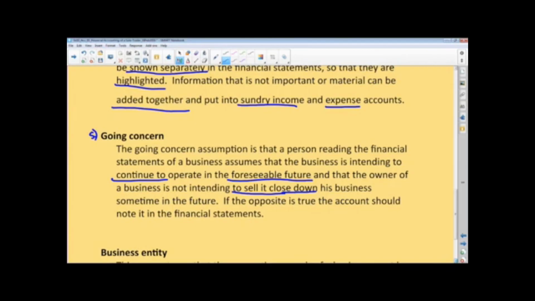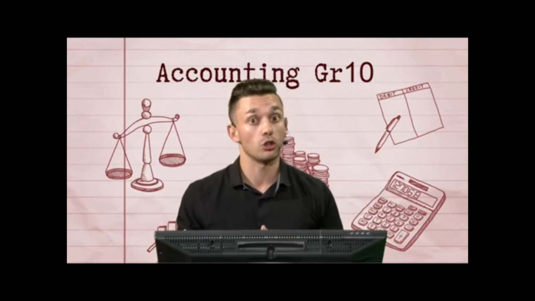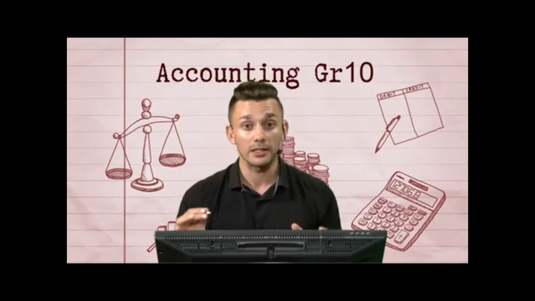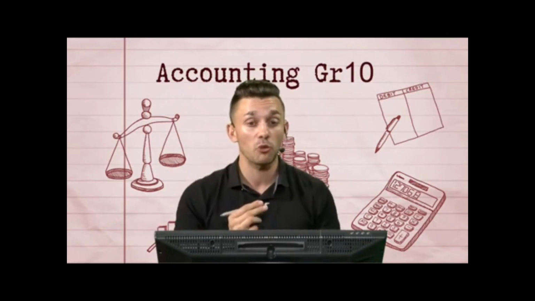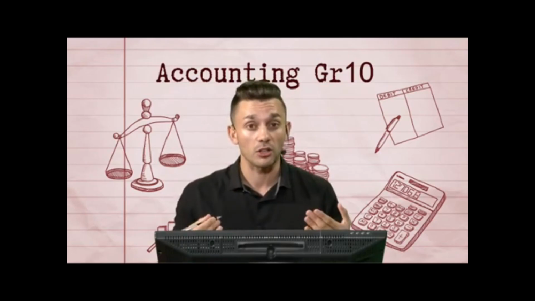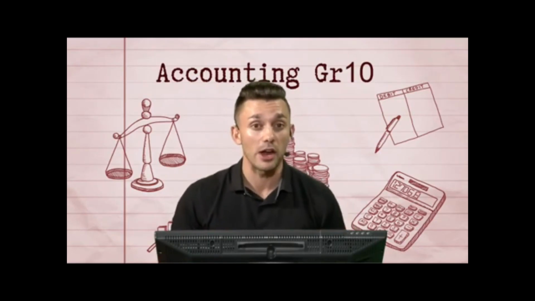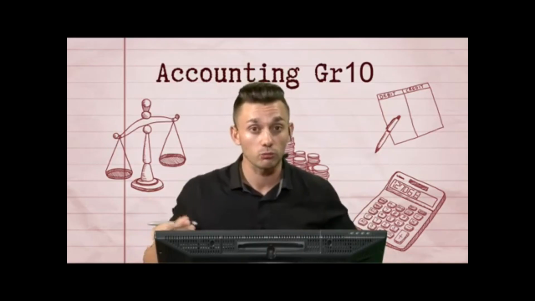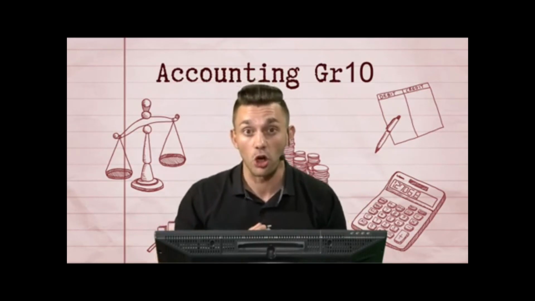Let's quickly look at it again. Going concern. Is the business continuing, going on in the next year, or will the business be sold or closed down? So remember, whenever we state or draw up statements, especially in term 3, this will be asked again. What do you understand about going concern? Will the business go on? Will they continue? Or will the business close down? Now let's look at the very last one.